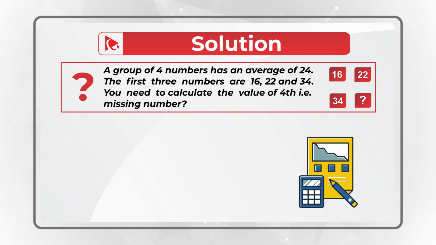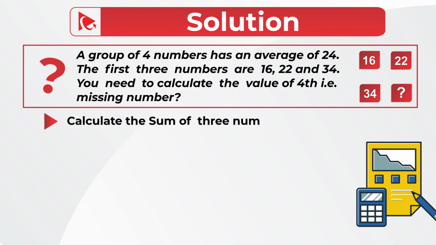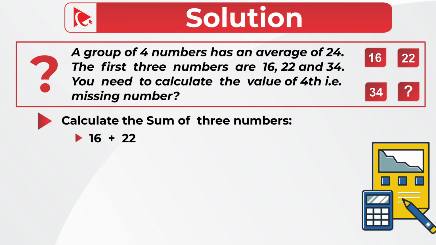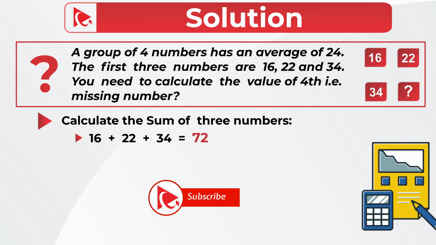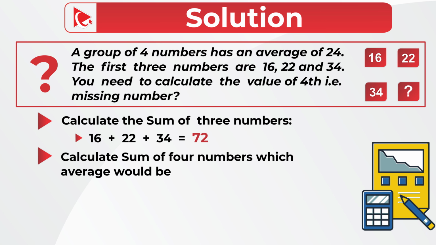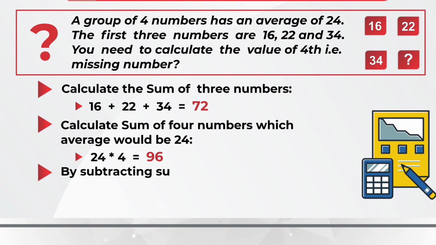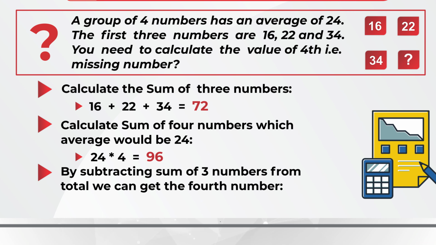In the first step, we're going to calculate the sum of the 3 existing numbers. 16 plus 22 plus 34 equals 72. In the next step, we need to determine what would be the sum of 4 numbers for which the average would be 24. To do this, we need to multiply 24 by 4, and the end result of this would be 96. And in the last step, we need to subtract the sum of the 3 numbers from the total where the average will be 24 to calculate the 4th number. 96 minus 72 equals 24.